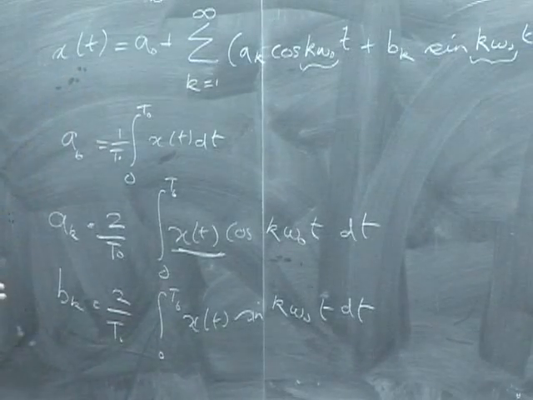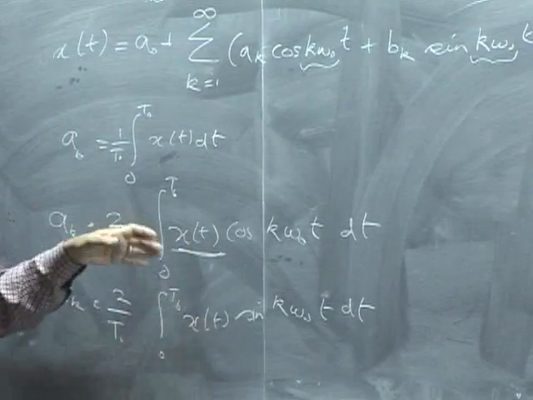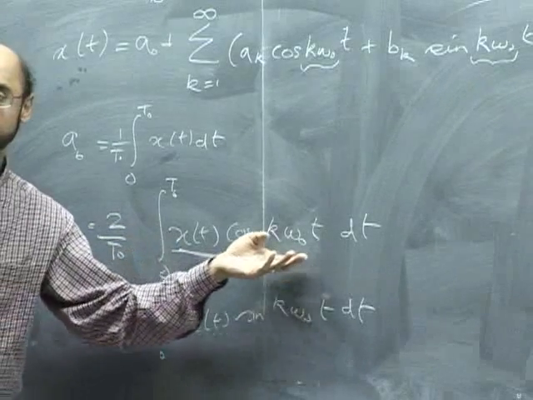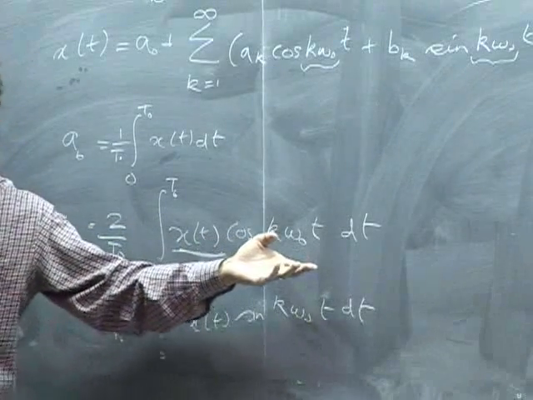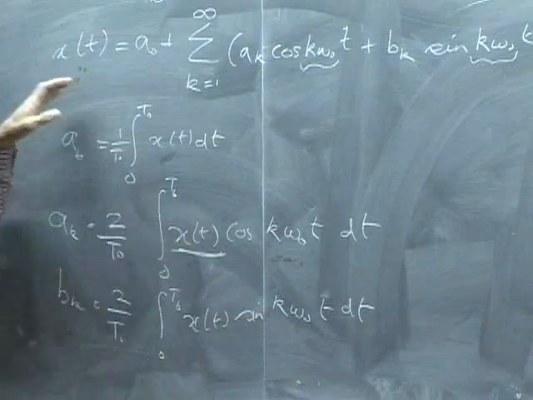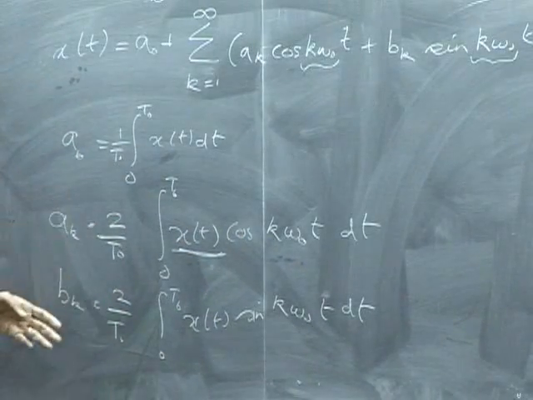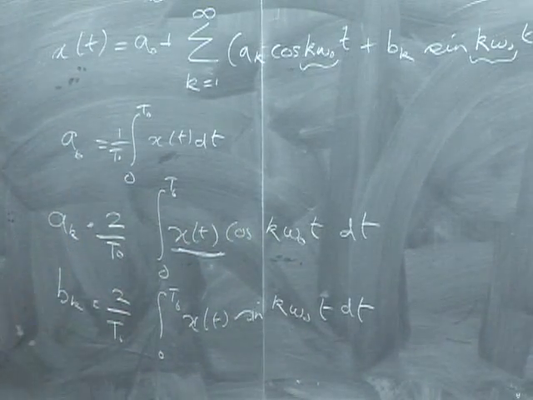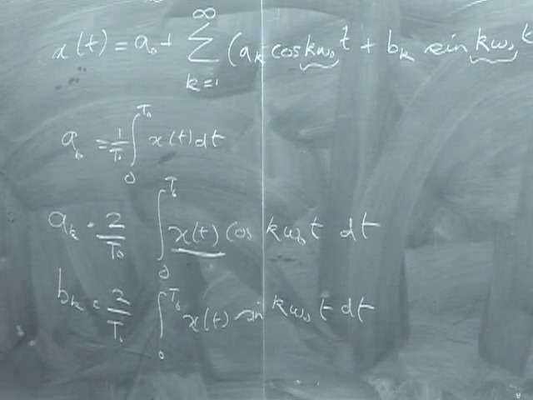So roughly speaking, we are taking the integral of the product of the function with the basis function here, cos(k omega naught t) or sin(k omega naught t), and you get that over here. There's also some normalization going on with the multiplier over here. Any questions about this so far?